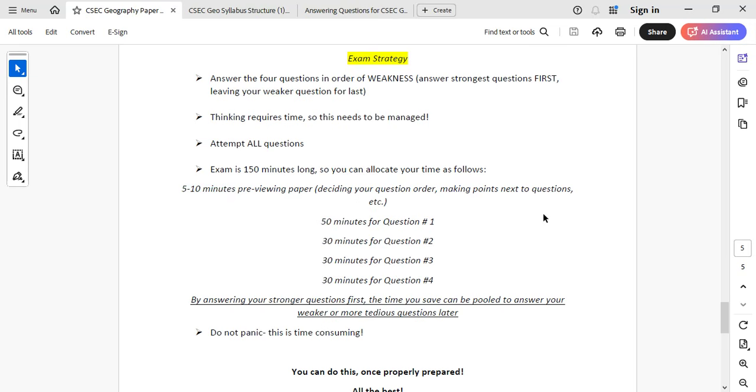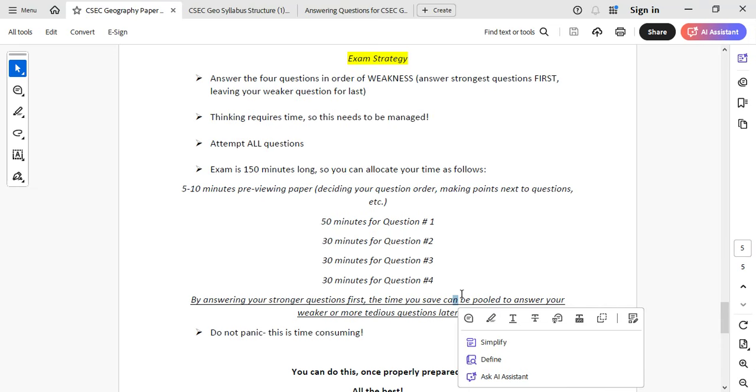And then once you do that, I would allocate in the first instance 50 minutes for question 1, 30 minutes for question 2, 30 minutes for question 3, and 30 minutes for question 4. If you do question 4 first, and that's your strongest question, and you spend 20 minutes, as you can see in my guide here, that 10 minutes you save, add to the pool to then tackle another question. If you're doing question 2 second, you have your 30 minutes that you allocate, and you have 10 minutes in your pool. So you're saving your time for your more tedious and weaker question for last.